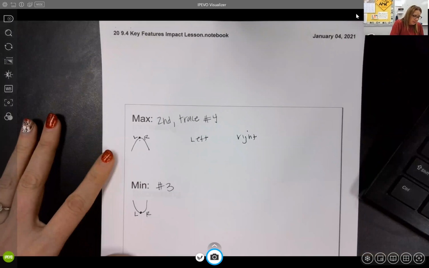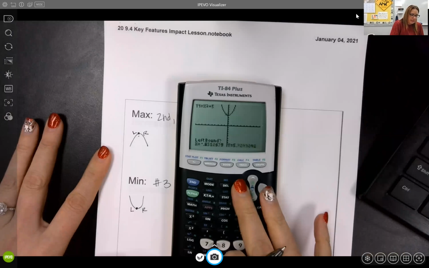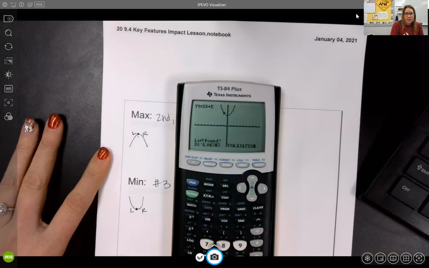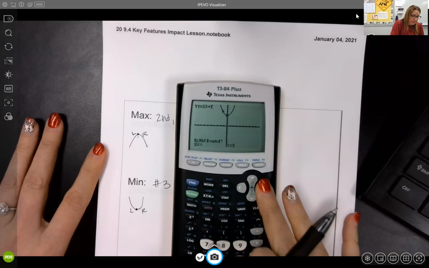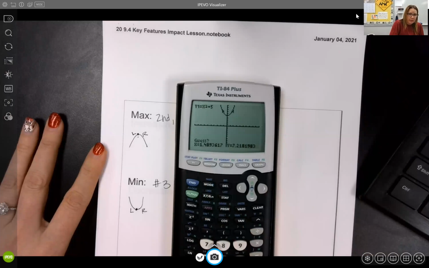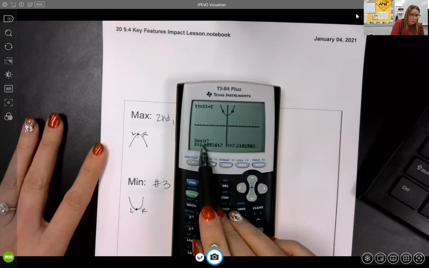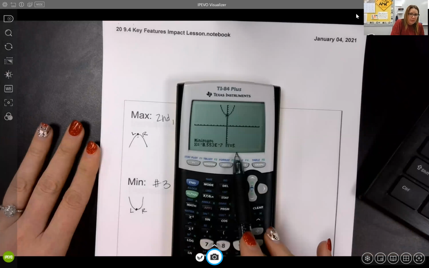Okay, so to finish this one that I was doing, I'm doing a minimum. So the left side is on the left side before I hit the very bottom. I hit enter. And then I go past the bottom and start going up the side for the right bound, hit enter. And then the last thing I do, I don't have to move my mouse or anything. I just hit enter, and that will tell me the maximum or the minimum.